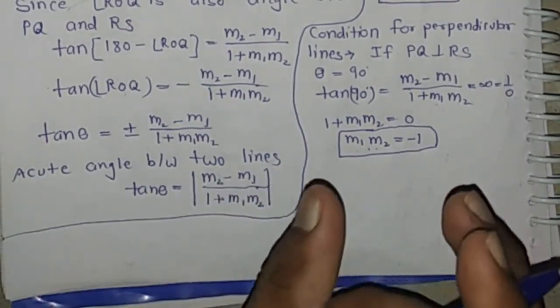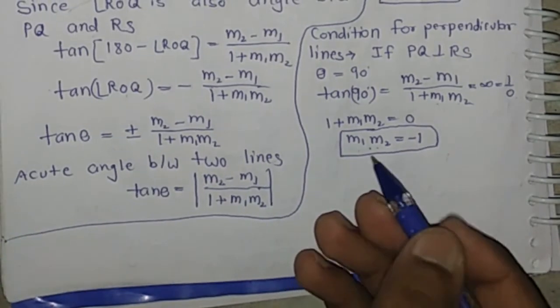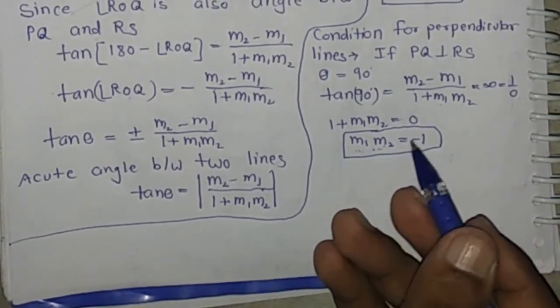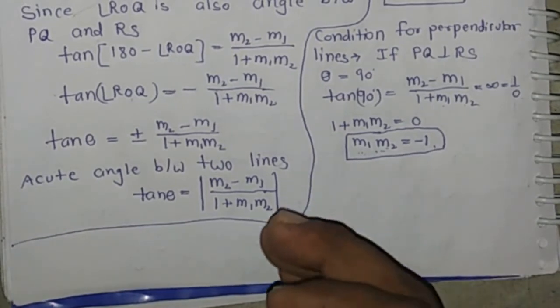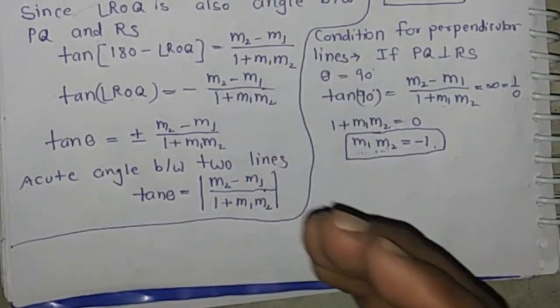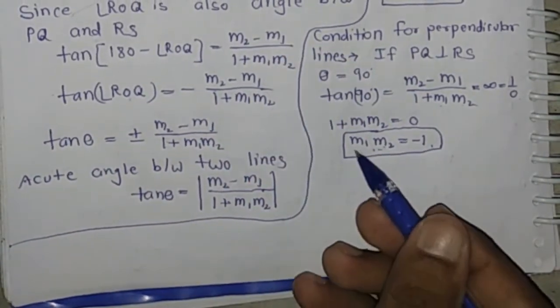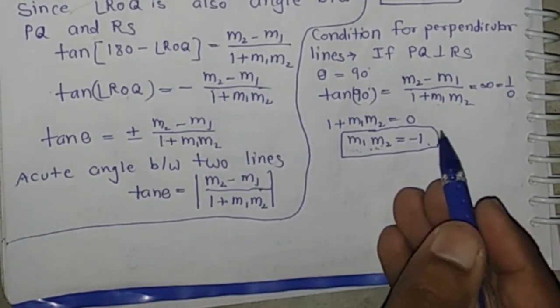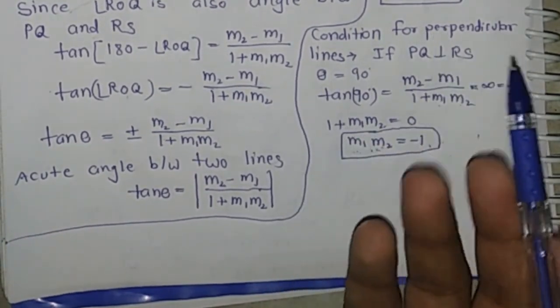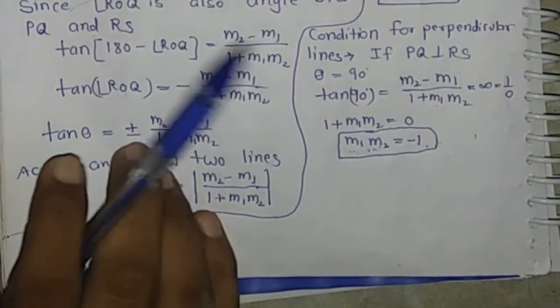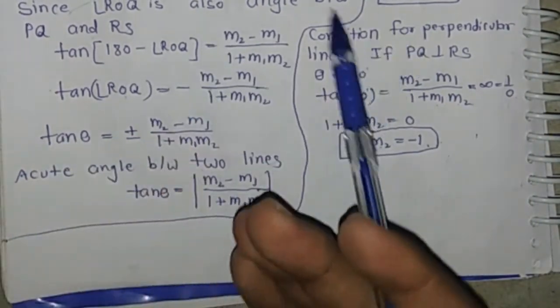If two lines are perpendicular, then the product of their slopes is equal to minus 1, means if M1 is the slope of first line, M2 is the slope of second line, then M1 M2 equal minus 1 for perpendicular lines, and for parallel lines both slopes are equal.